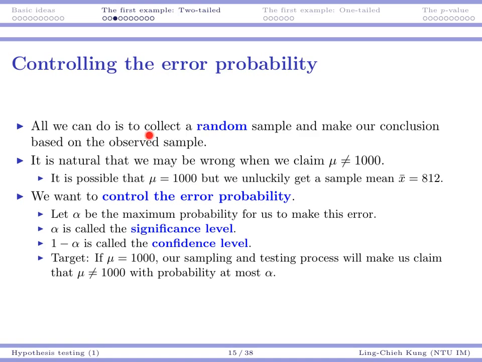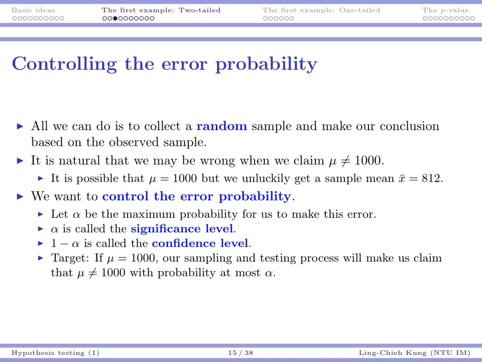Okay, so we collect the random sample as we did, and we're going to make our conclusion based on the observed sample. It is natural that we may be wrong when we claim that mu is not 1000. It's possible that mu is actually 1000, but unluckily we get a sample that is so extreme. That's possible, right? Because the sampling process itself is random.